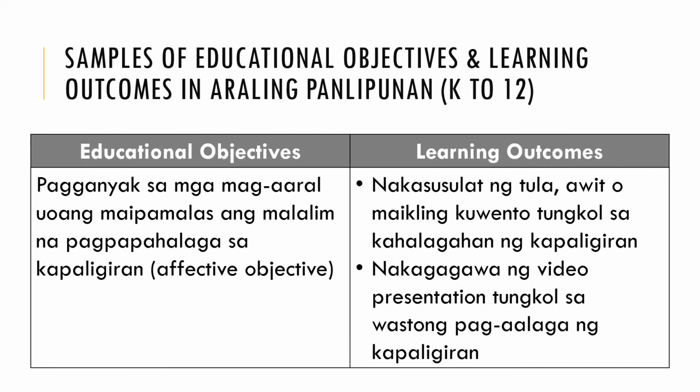Another example coming from Araling Panlipunan, paganyak sa mga mag-aaral upang maipamalas ang malalim na pagpapahalaga sa kapaligiran. Of course, paganyak, this is more on feelings, emotions, affective objective. Okay. Coming from that, we constructed learning outcomes na nakasusulat ng tula, awit o maikling kwento tungkol sa kahalagahan ng kapaligiran, and then nakagagawa ng video presentation tungkol sa wastong pag-aalaga ng kapaligiran. Okay. So that's it for the educational objectives and learning outcomes for Araling Panlipunan.